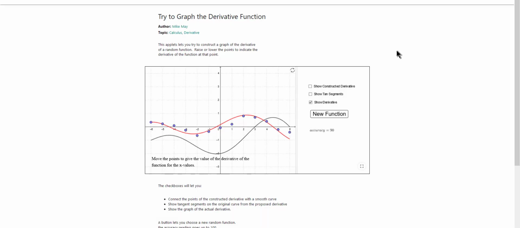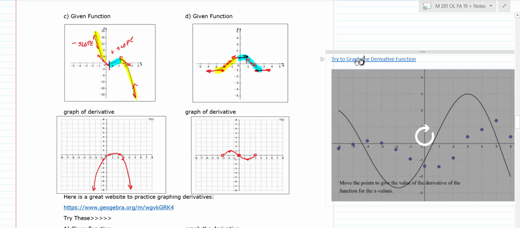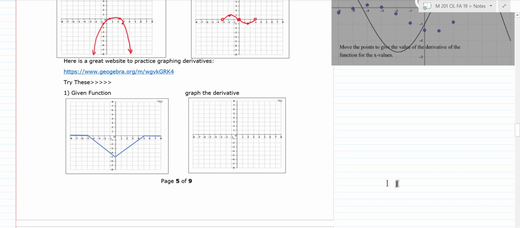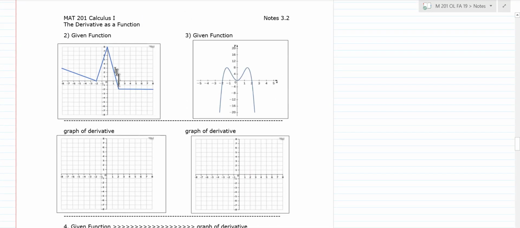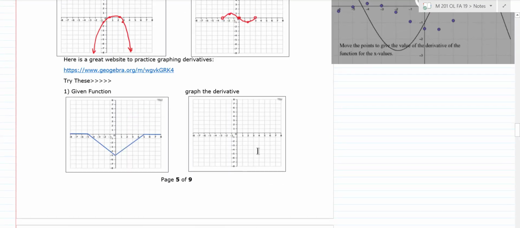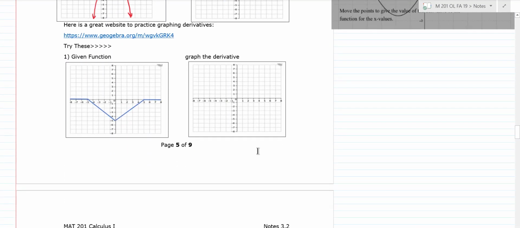What I'm going to have you do next is go on and try these problems yourself. There's 4 problems, I think. Here's the function, graph the derivative. Here's the function, do the derivative below, and then this one. Go ahead and see how you do on that, and come back and check your answer.